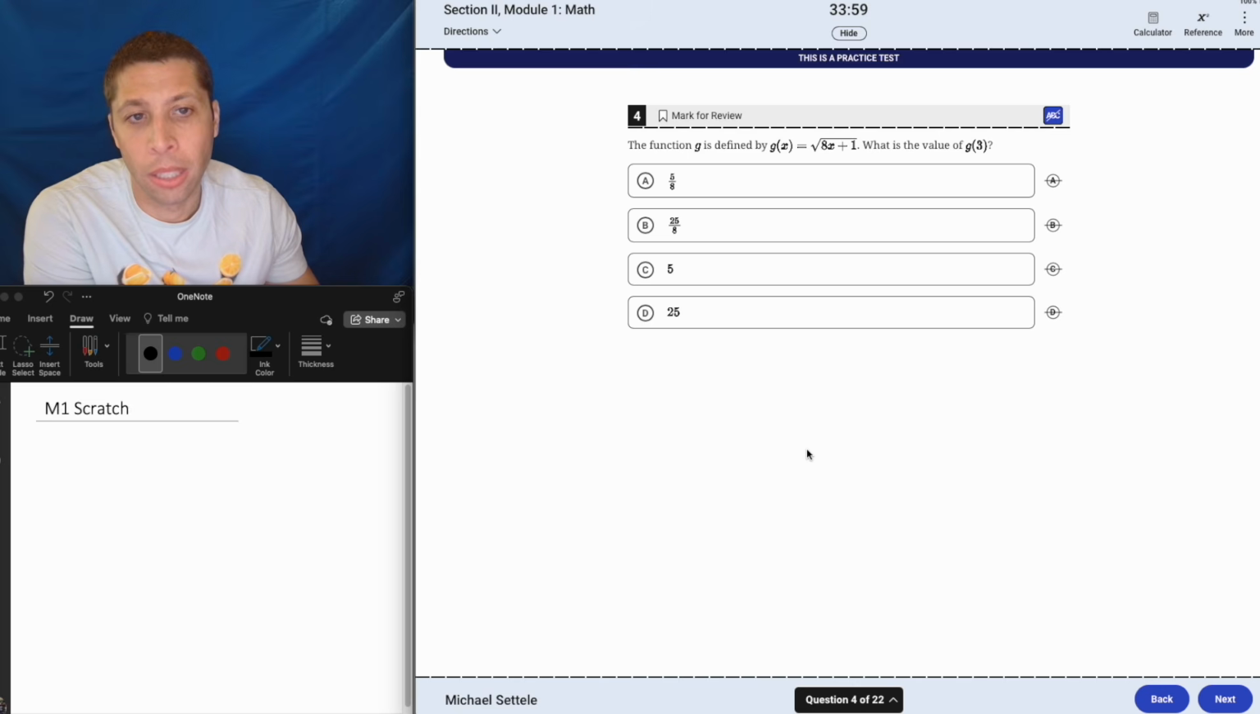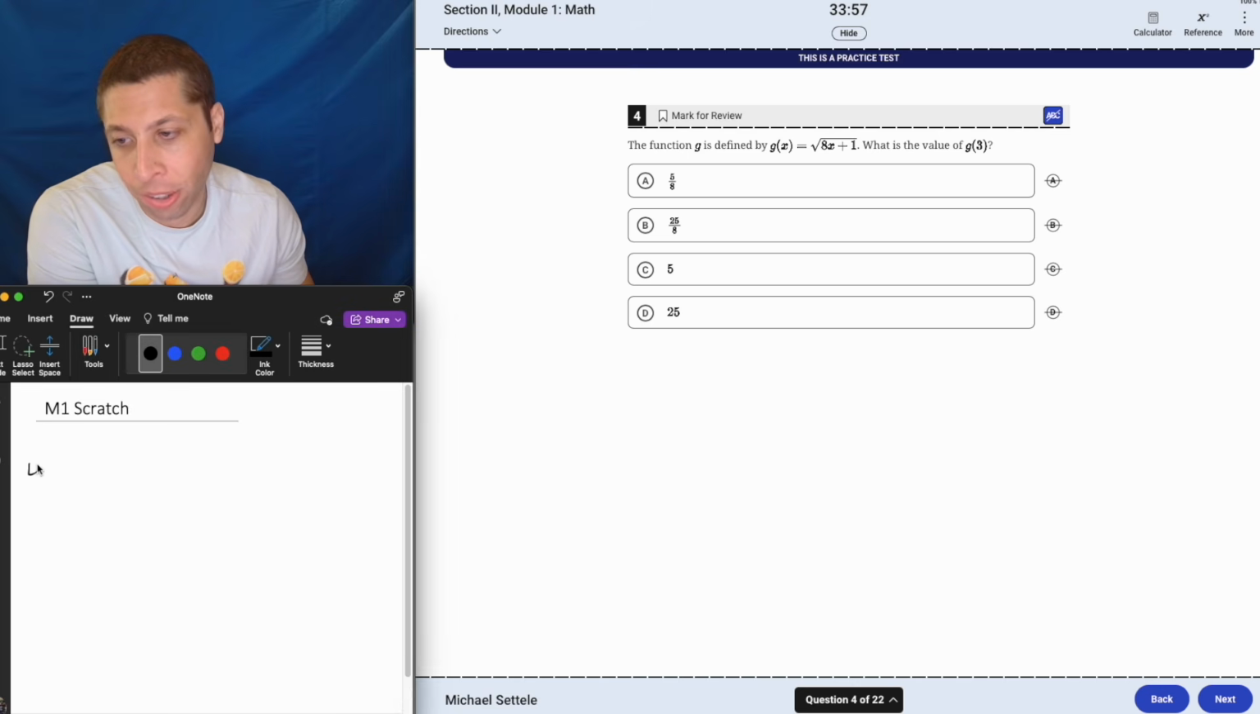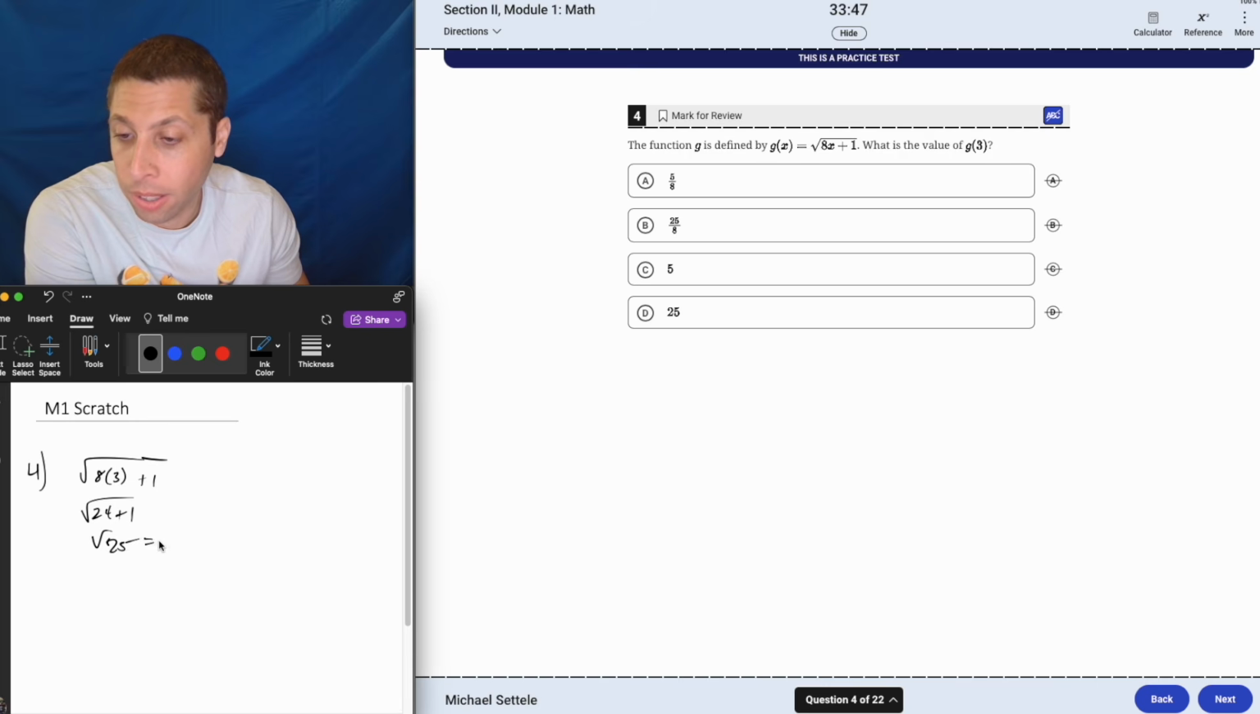What is the value of G of 3? Okay. Notice how I go to scratch for something that's pretty easy. So radical 8 times 3 plus 1. So radical 24 plus 1, radical 25 is 5.